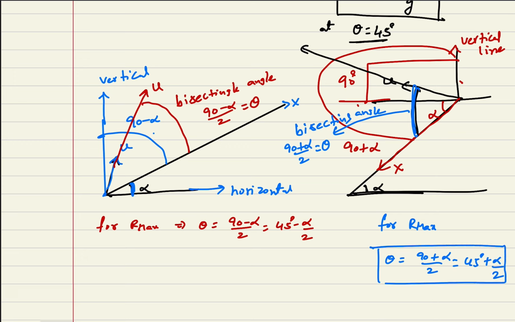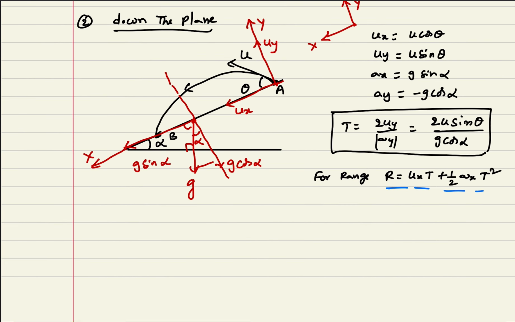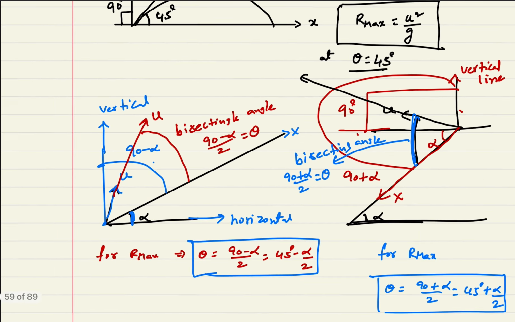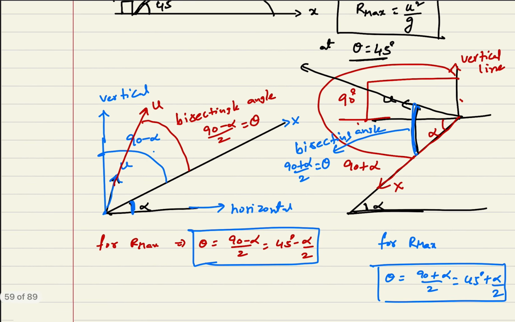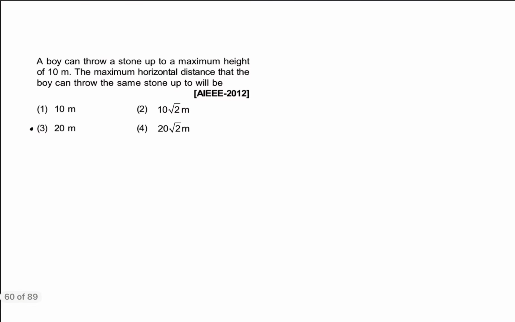So sometimes they may ask what the angle of projection theta should be in up the plane and down the plane to get the maximum range. Just substitute this theta value in the R we were getting earlier, which is u x t plus half a x t square, and you will get the maximum range. I hope it is clear regarding this basic concept of projectile motion. I have just revised all this. Now we are going to apply these concepts to problems.